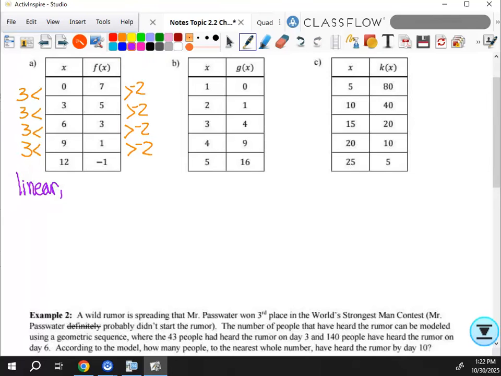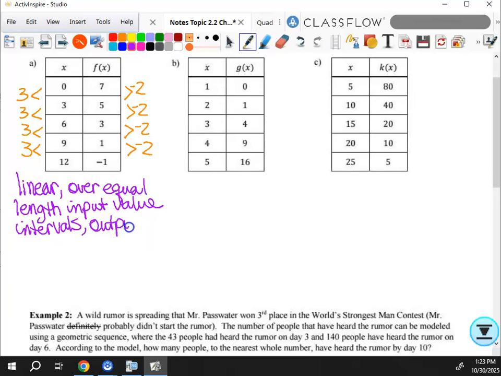Okay, then my reason is, and I have to start them all this way, over equal length input value intervals, comma, output values change at a constant rate.